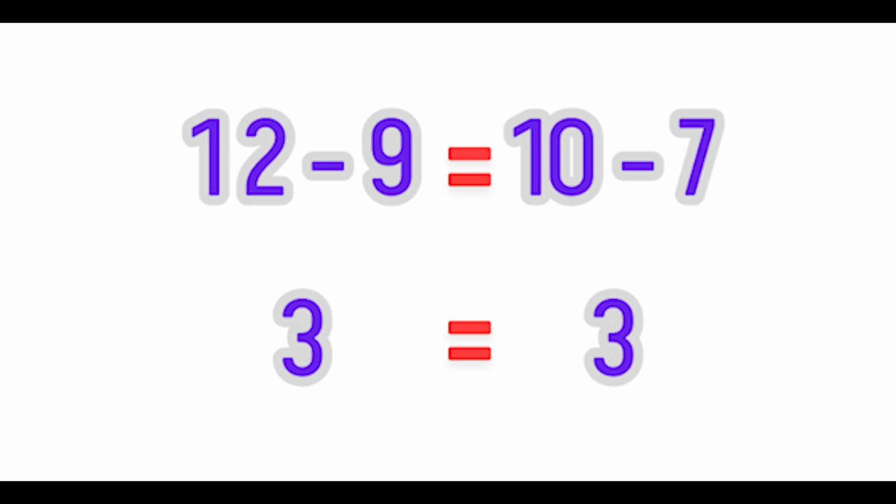And here we have it. 12 minus 9 equals 3. 10 minus 7 equals 3. 3 equals 3.